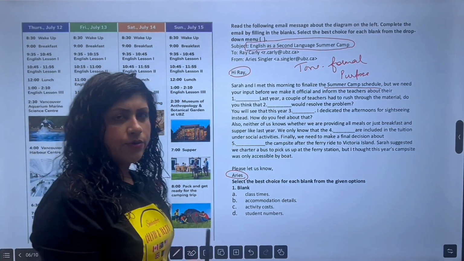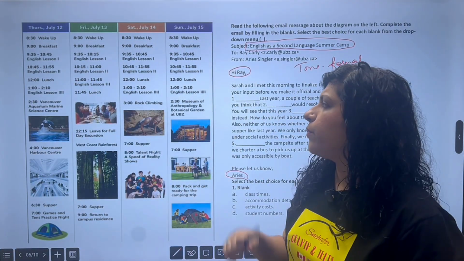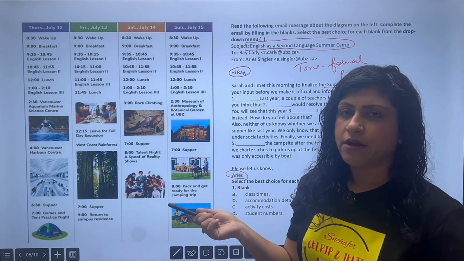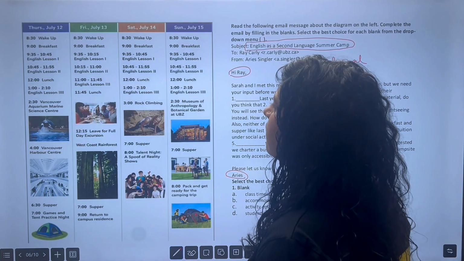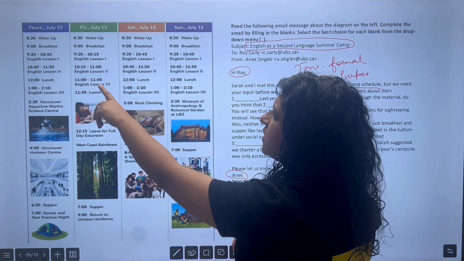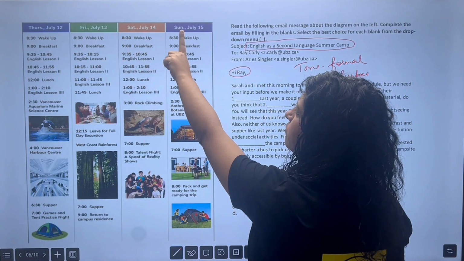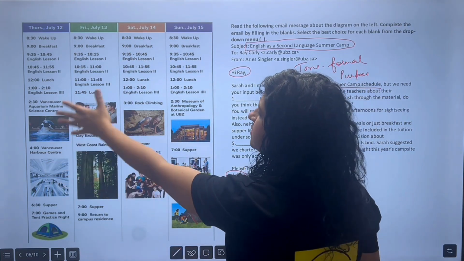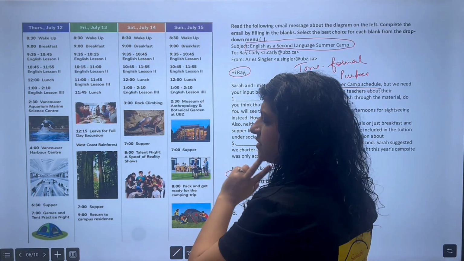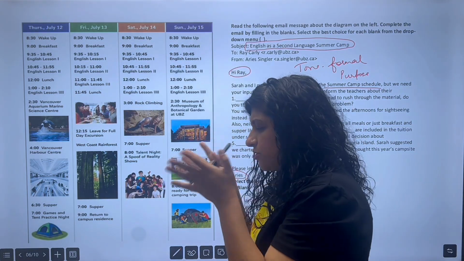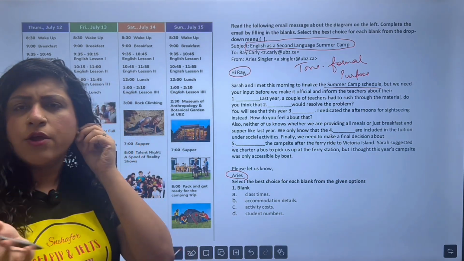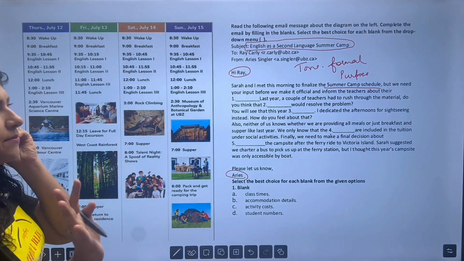Other than this, what you're going to do is have a very quick look at the given visual, the given diagram. As you can see, the diagram has a schedule kind of thing for 4 days: July 12, July 13, July 14 and July 15. You can see the timings given, and the subjects and activities given over here. So you need to have a very quick look at what this diagram is about. Don't read it thoroughly in the beginning.